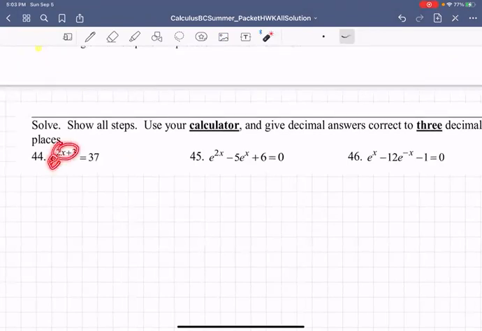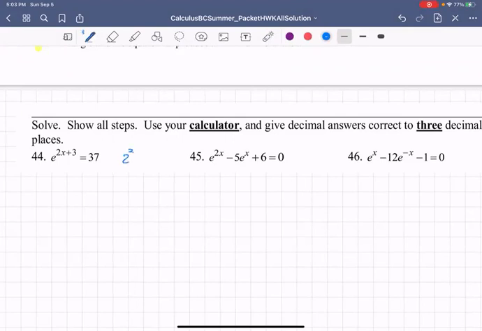E to the power of this guy equals 37. How do we solve this equation? Have you learned the exponential equation before? No. Okay, let me explain over here.